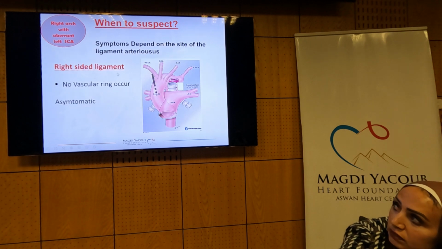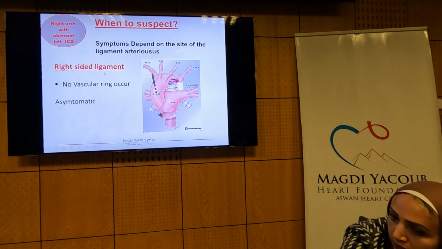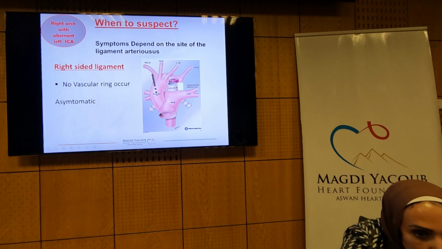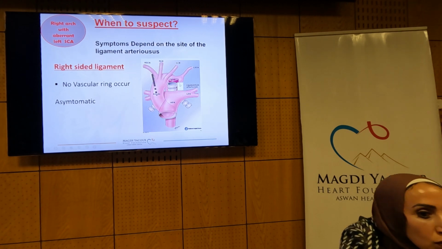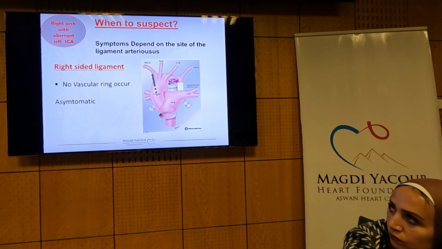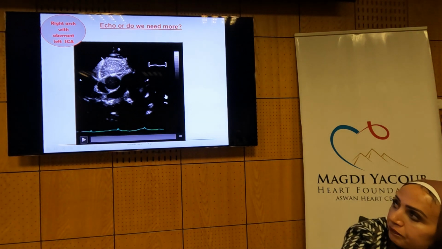If you have a right-sided ligamentum arteriosus, actually we don't have a circle. Here we have the ascending aorta, the arch, and the ligamentum arteriosus on the right side. This is the left subclavian and nothing here, so we have an incomplete vascular ring, and usually the patient is asymptomatic. Okay.